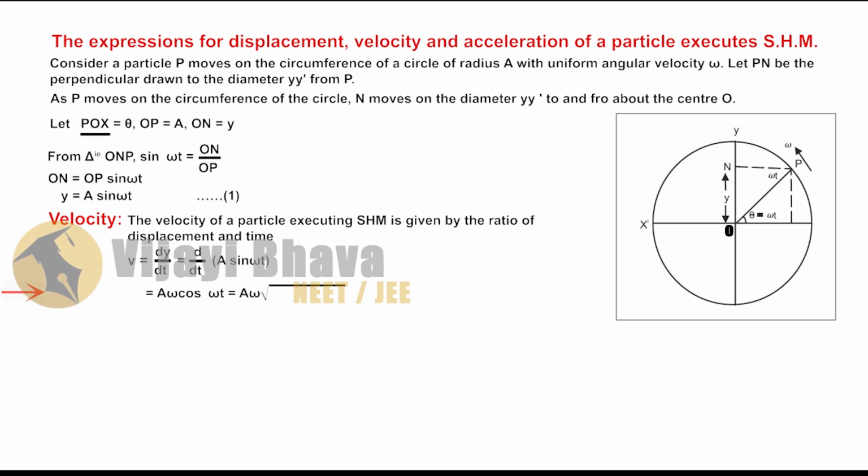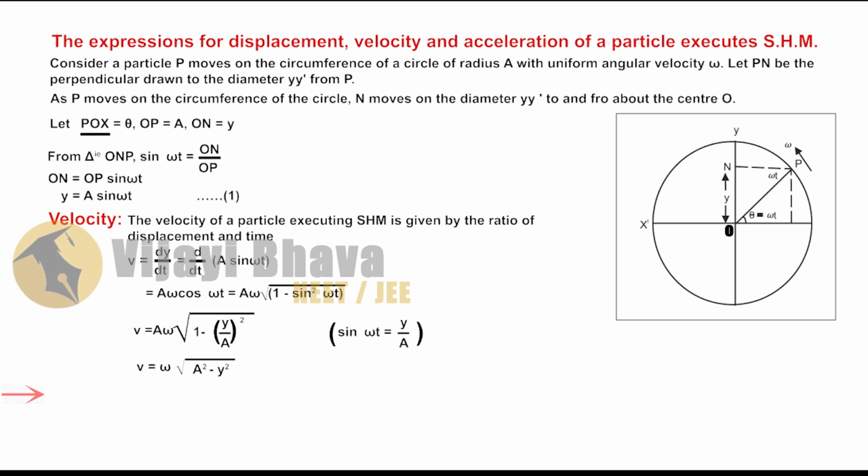Taking omega common here, we can write the same as a omega into root of 1 minus sine square omega t. Otherwise, v is equal to a omega into root of 1 minus y by a whole square, since sin omega t is equal to y by a. Now the final equation becomes v is equal to omega into root of a square minus y square.